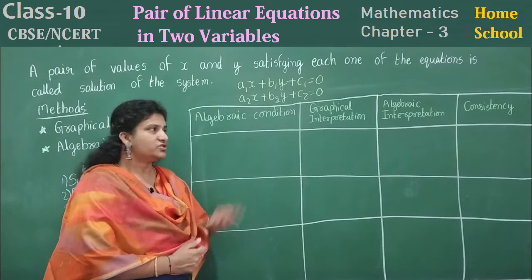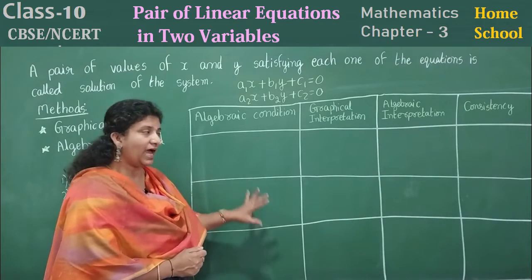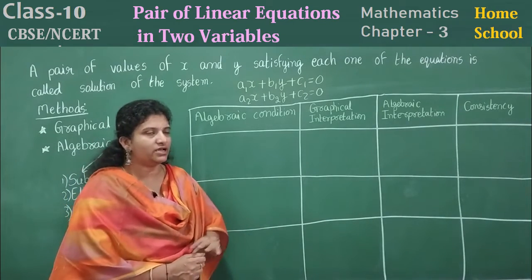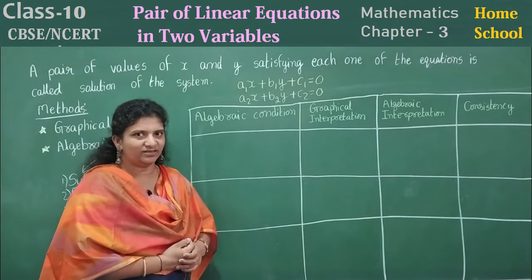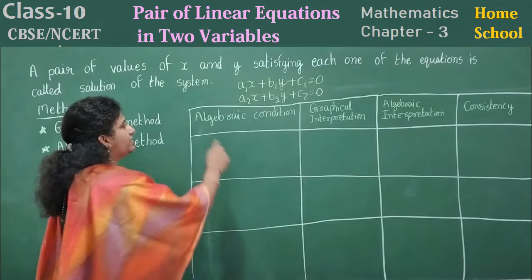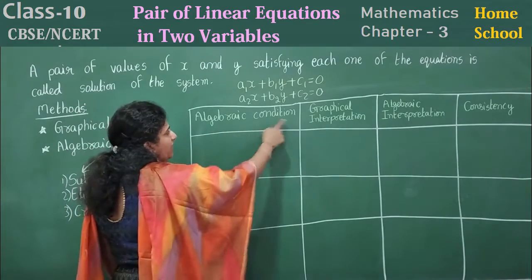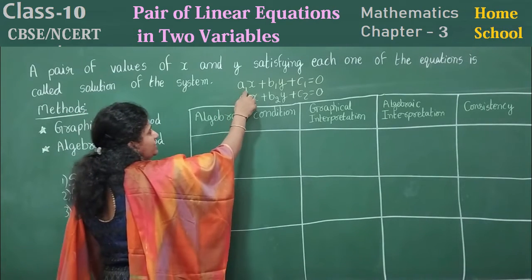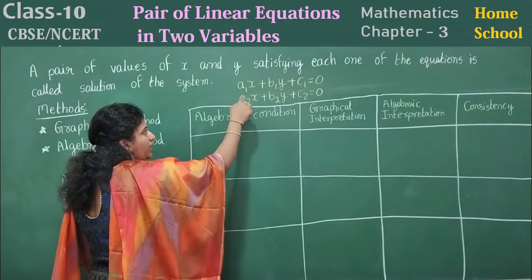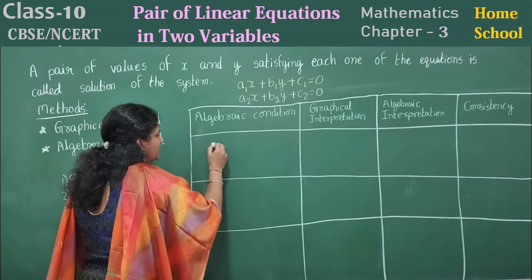Are you ready? So listen to this carefully. Then I am going to ask you 3 questions. By seeing with your eyes, you will be able to say the answer. Ready? So now, this column is the algebraic condition. What is the condition, children? Look here, I'll take the coefficients a1, a2, and the ratio of these coefficients.